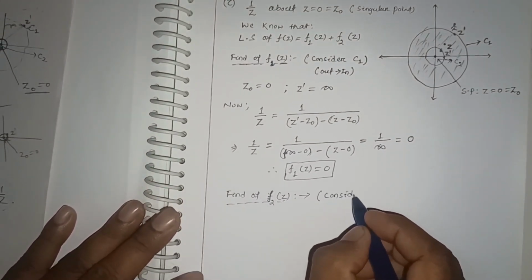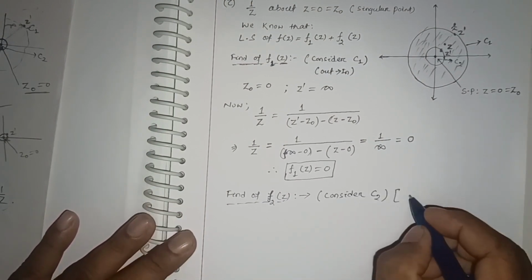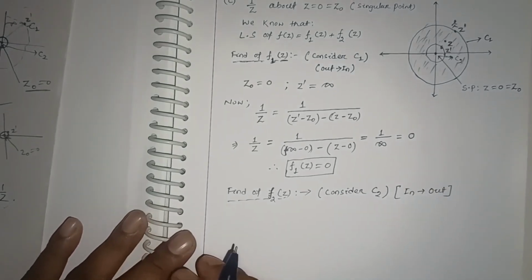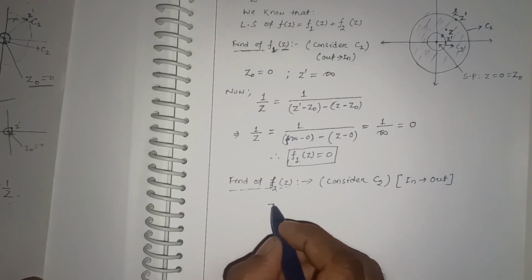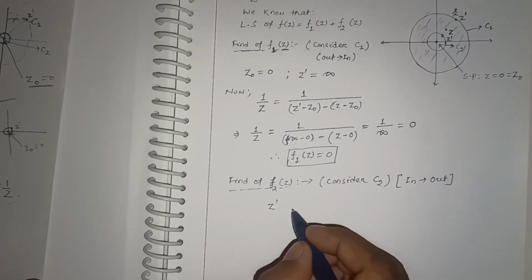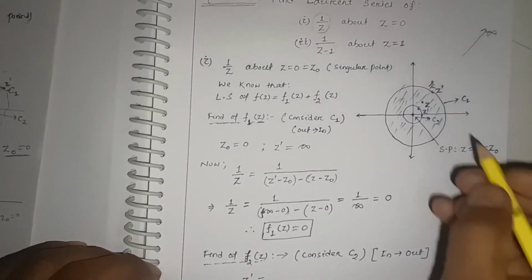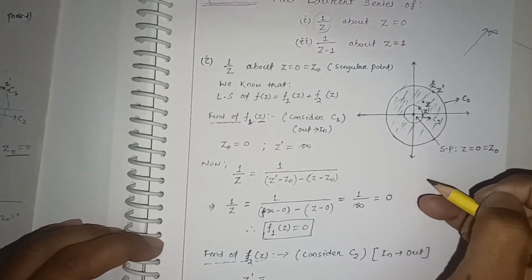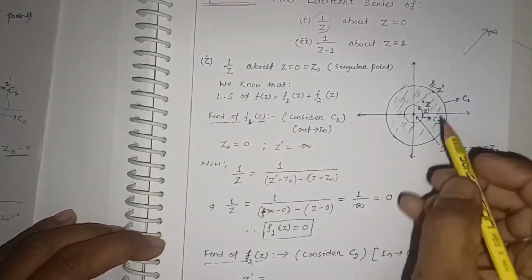C2. Consider C2. That means the into out case. Into out case. Okay. So here, most important, remember, here z dash will be how much? Just think. z dash will be how much? Here C2 is the circle whose radius tends to 0. We have already discussed this in our last class when we were discussing the Laurent series.